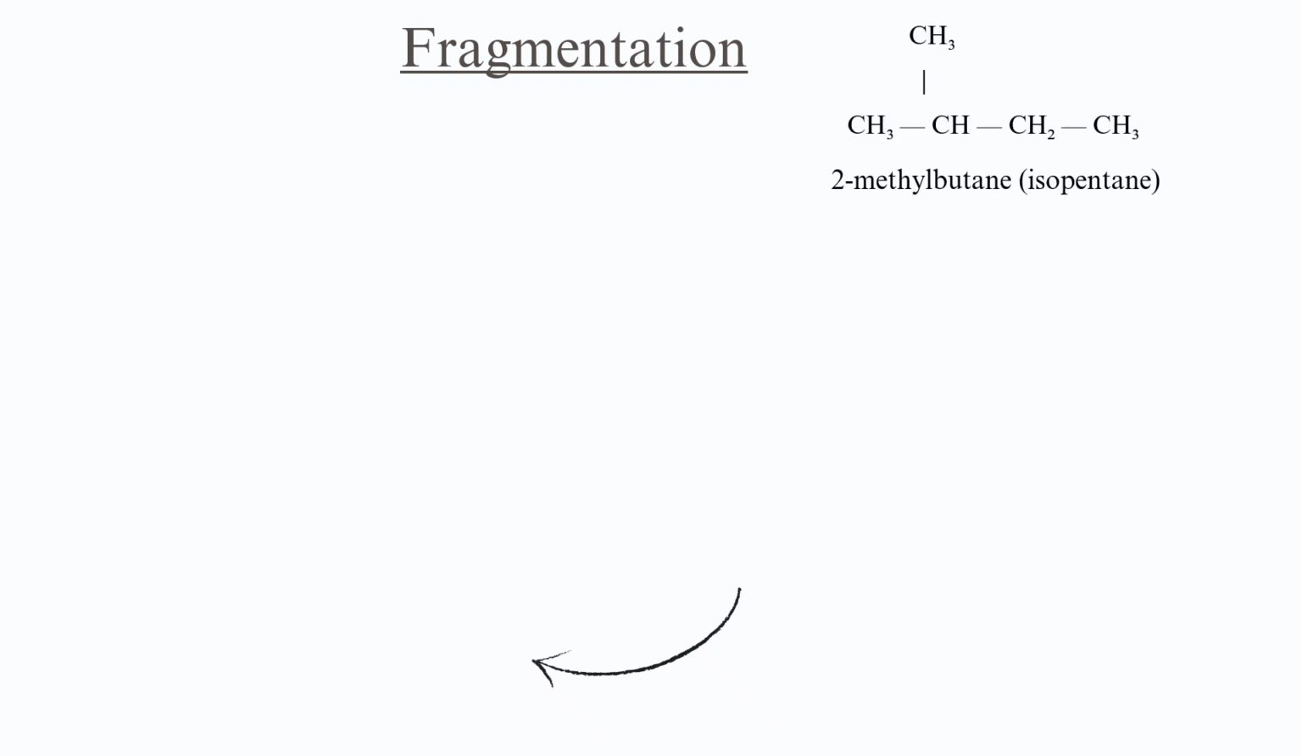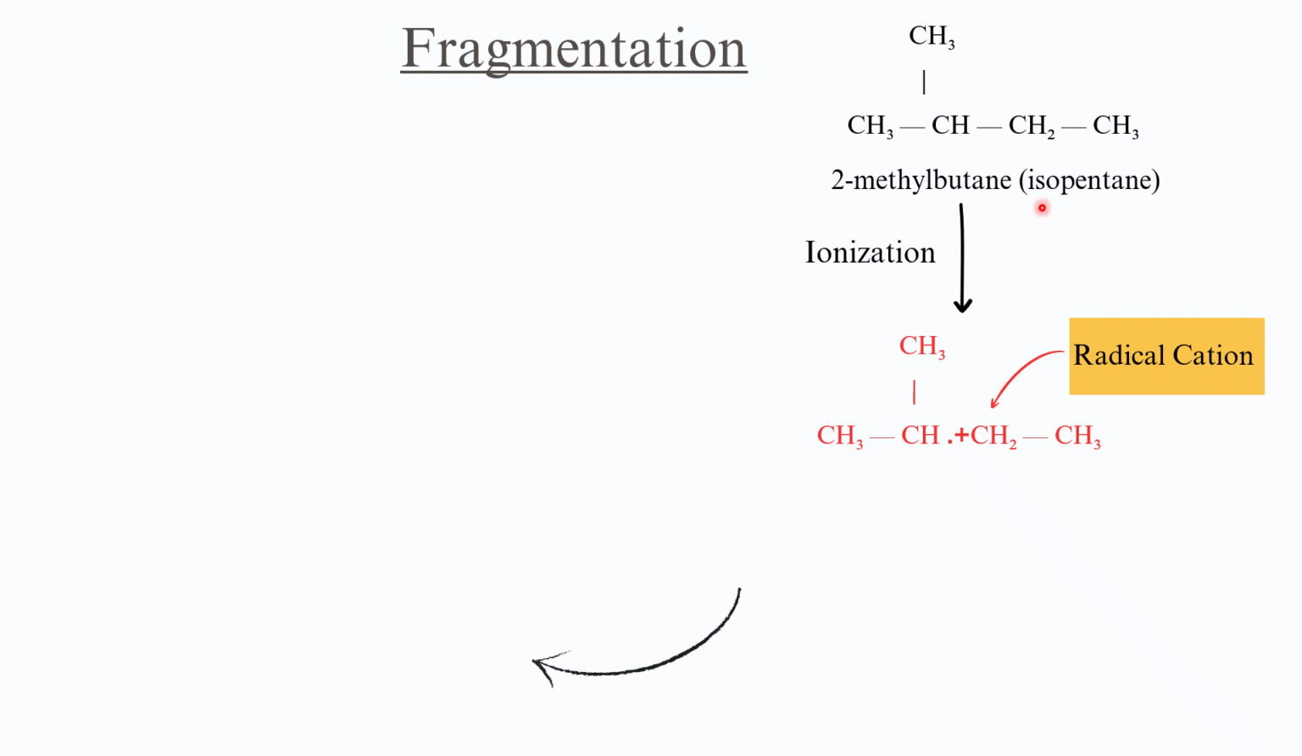Now, let us take an example. So here I have a branched alkane. This is 2-methylbutane. Now in this branched alkane, firstly I will do ionization. Once I do the ionization, I have a few options for which bond I should ionize. Since all of them are sigma bonds, you can ionize any of the bonds. I have put my radical cation over here.